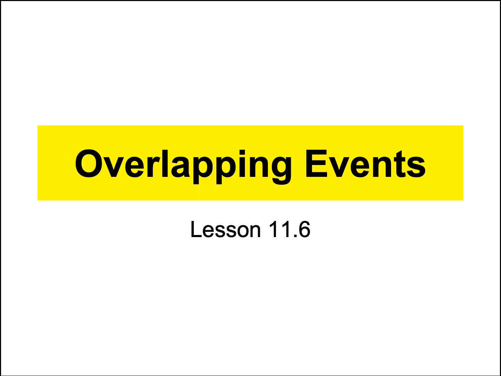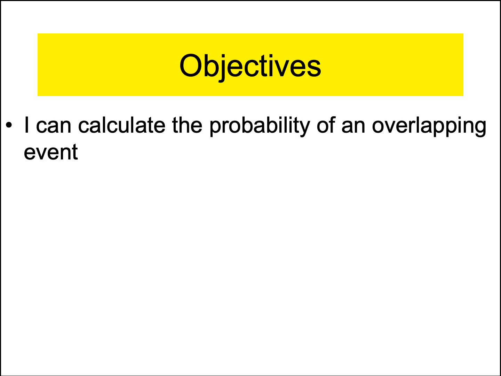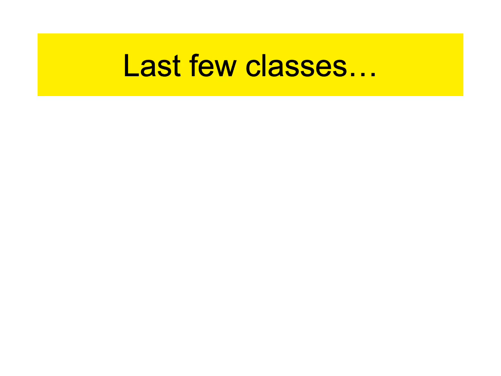Okay, so let's see. Last class, we did something called mutually exclusive events. That was a game where it was one game and you had one turn and you had two events that could not happen at the same time. Well, the opposite of that is called an overlapping event, and that's what we will do today. So we're going to be calculating the probability of an overlapping event.